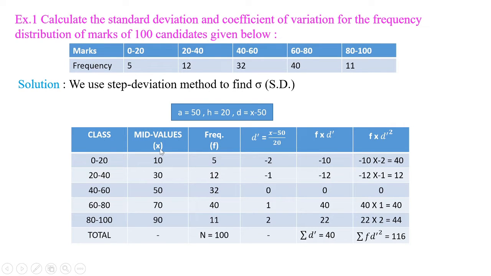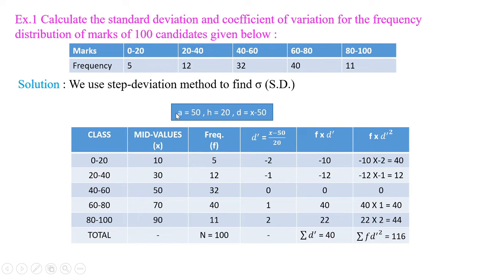Mid value, x. How to find mid value? Mid value is equal to upper limit plus lower limit divided by 2. That is 20 plus 0 is equal to 20 divided by 2 is equal to 10. 40 plus 20 divided by 2, that is 60 divided by 2 is equal to 30. 60 plus 40, 100 divided by 2, 50. 60 plus 80, 140 divided by 2, 70. 100 plus 80, 180 divided by 2 is equal to 90. Then frequency is given in the example, and we have to find d dash is equal to x minus 50 divided by 20.